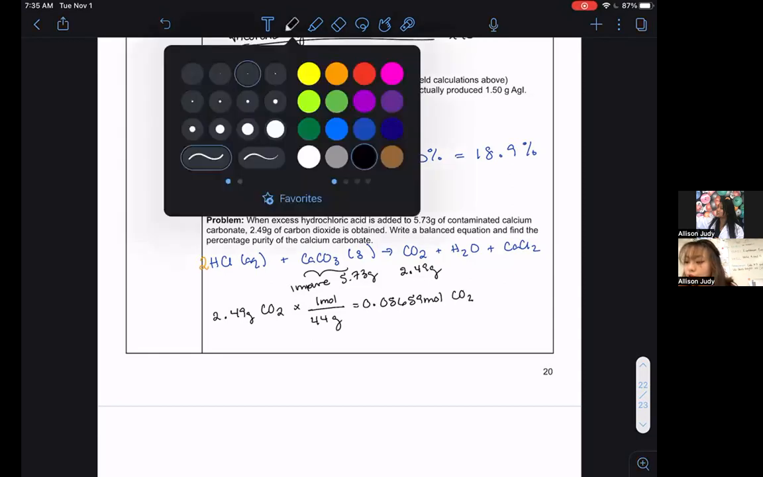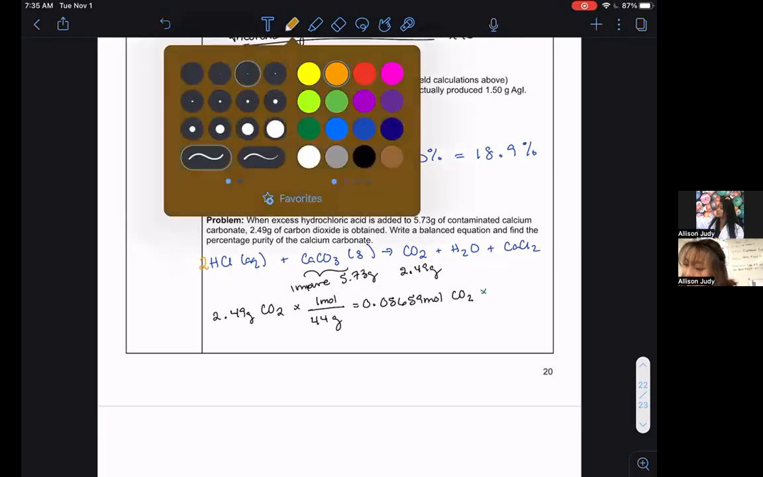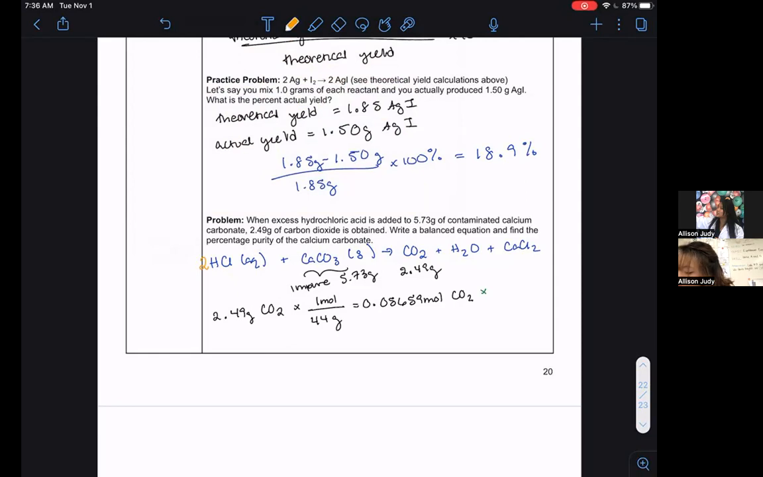And I know that in order to produce that amount of CO2, I needed, according to my balanced chemical equation, 1 calcium carbonate to react for every 1 CO2 produced. So I would say that my theoretical, not yield this time, but my theoretical amount of reactant that I needed is 0.05659 moles of CaCO3. Okay, that's how much pure CaCO3 I needed to actually produce pure carbon dioxide product.